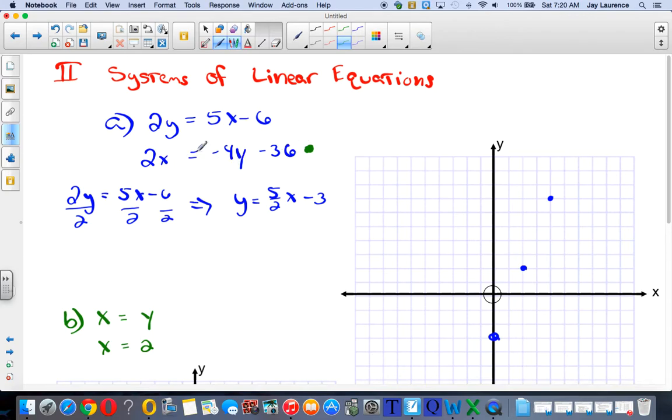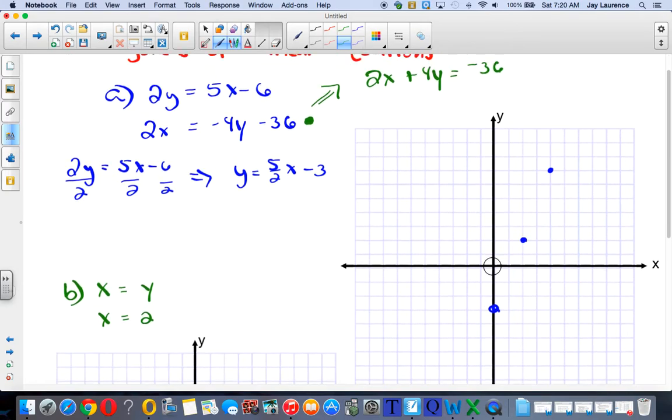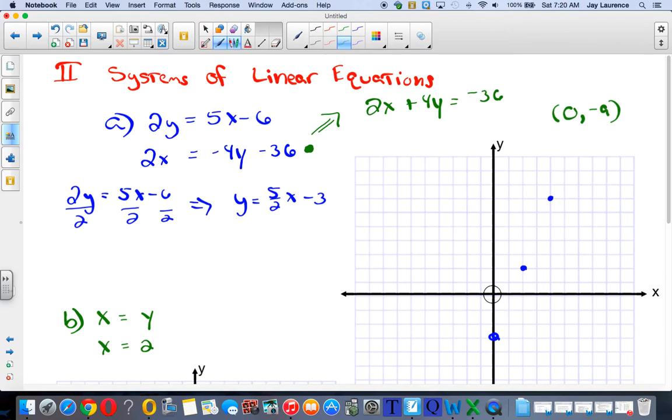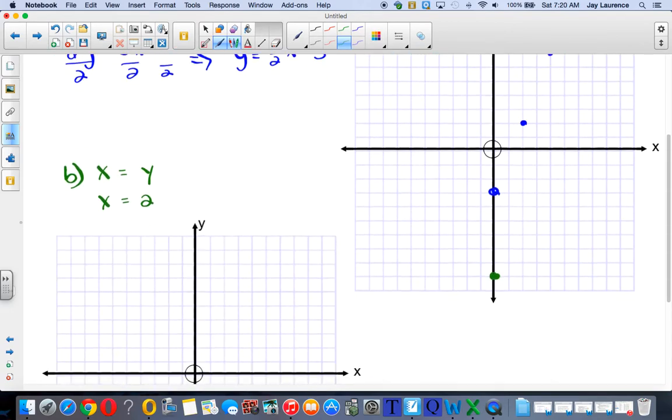All right, so I'm going to go standard form on this one. And I'm going to do it in my head. I'm just going to add 4y to each side. So the standard form of this equation will be 2x plus 4y equals negative 36. All right, it looks like the y-intercept's nice and friendly on this one. I think it's going to be 0, negative 9. Right? I'm just doing c divided by b. Sorry, so 0, negative 9. And then my slope is going to be negative 1/2.